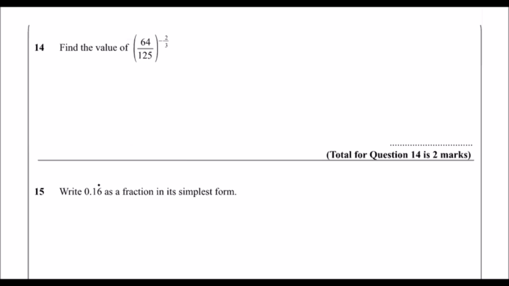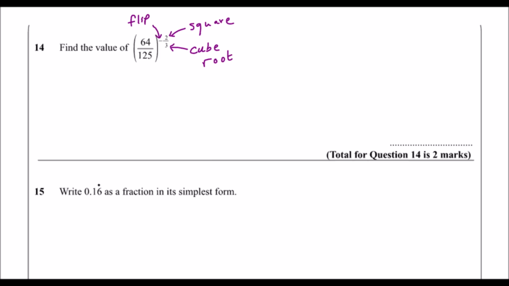Question 14. Find the value of 64 over 125 to the power of -2/3. So we've got -2/3 as the power. The thirds mean cube root. The power of a half is a square root. The power of a third is a cube root. The 2 on top means we've got to square it. And the negative means we've got to flip it over, do the reciprocal.